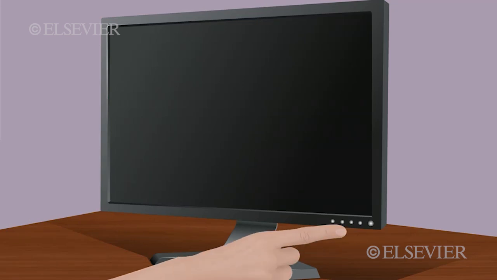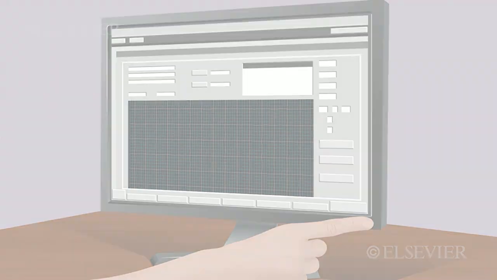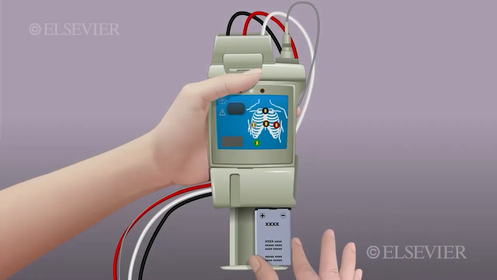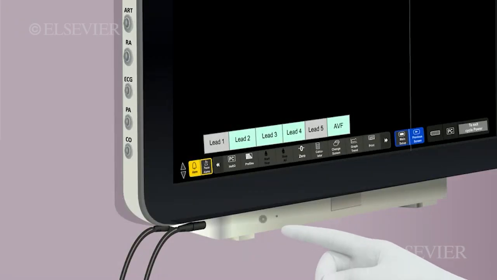Ensure that the appropriate patient sector in the central monitoring system has been activated. For telemetry monitoring, insert a battery into the telemetry transmitter. Turn on the bedside monitor.